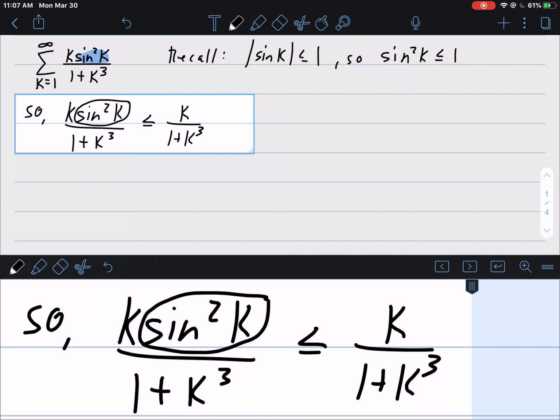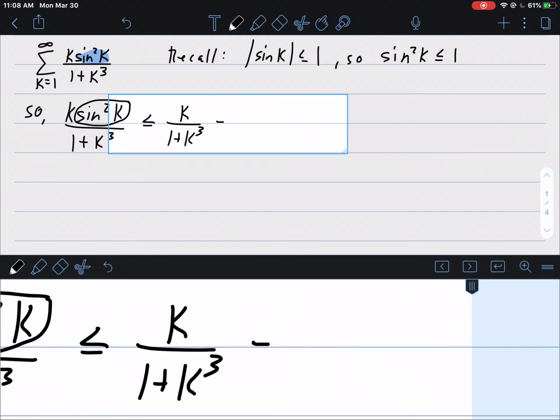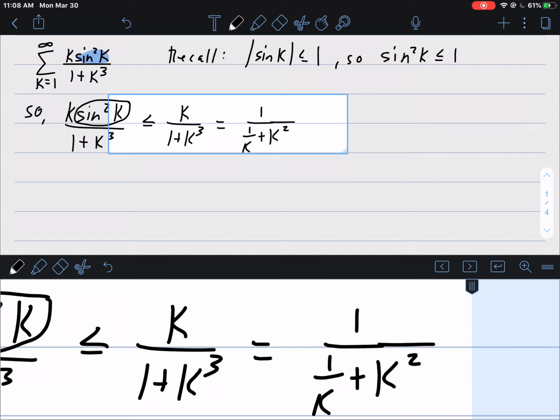So that's kind of the important recognition with this one. But keep that in mind with your trig functions, sine and cosine especially. The values of those functions range from -1 to 1. Now, k over 1 plus k cubed, we can work with that like we've done before. If I divide everything by k, then I get 1 over what? 1 over k plus k squared.